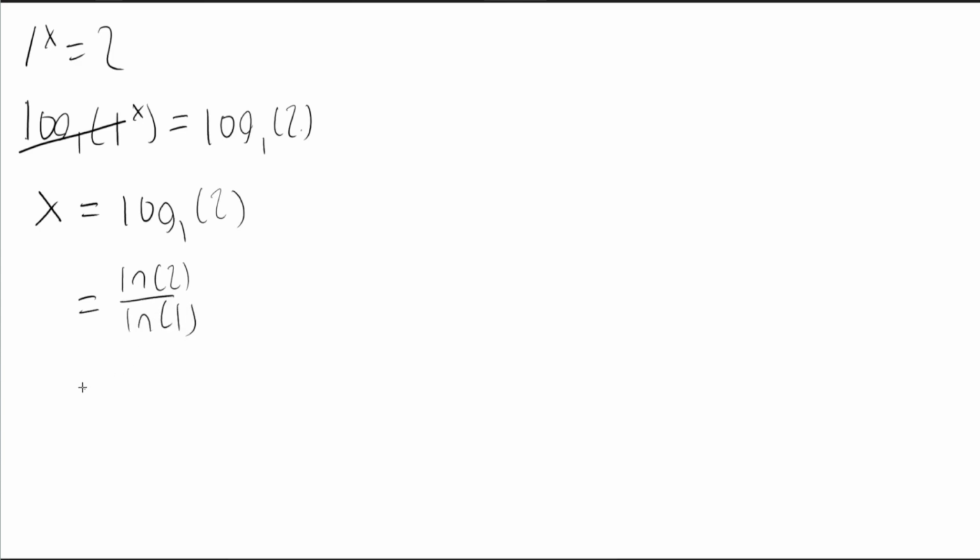And here we run into an issue. Since ln 1 is just 0, since e to the power of 0 is 1, so we have ln 2 over 0. So there are no real solutions. So now we must convert 1 into its polar form.